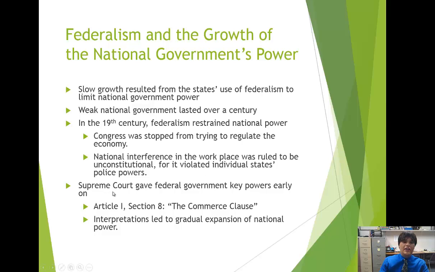The Supreme Court gave the federal government key powers early on. It gave them the Commerce Clause in Article 1, Section 8. But, like I said, the states were doing most of the governing, and they were really impeded from doing much. Now, that being said, as dual federalism went on and different interpretations came about, it led to a gradual expansion of the national powers.